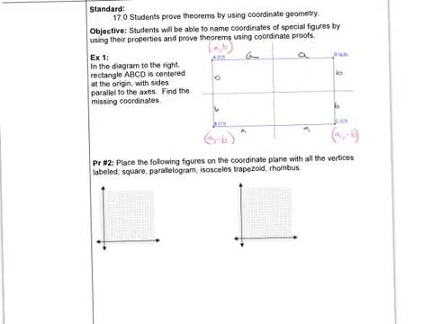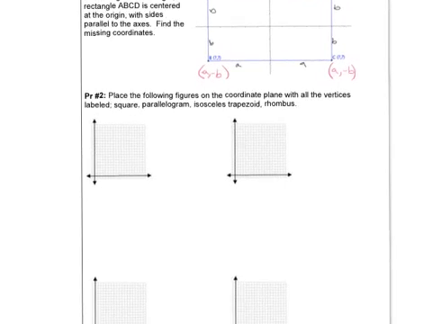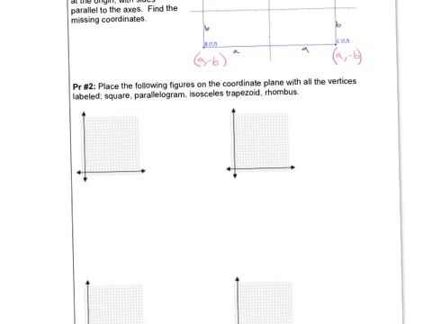Okay. I'm going to do all of these with you guys for practice number 2. It says place the following figures on the coordinate plane with all the vertices labeled. So we'll do a square, a parallelogram, an isosceles trapezoid, and a rhombus, RH for rhombus. So this is how we're going to do it.